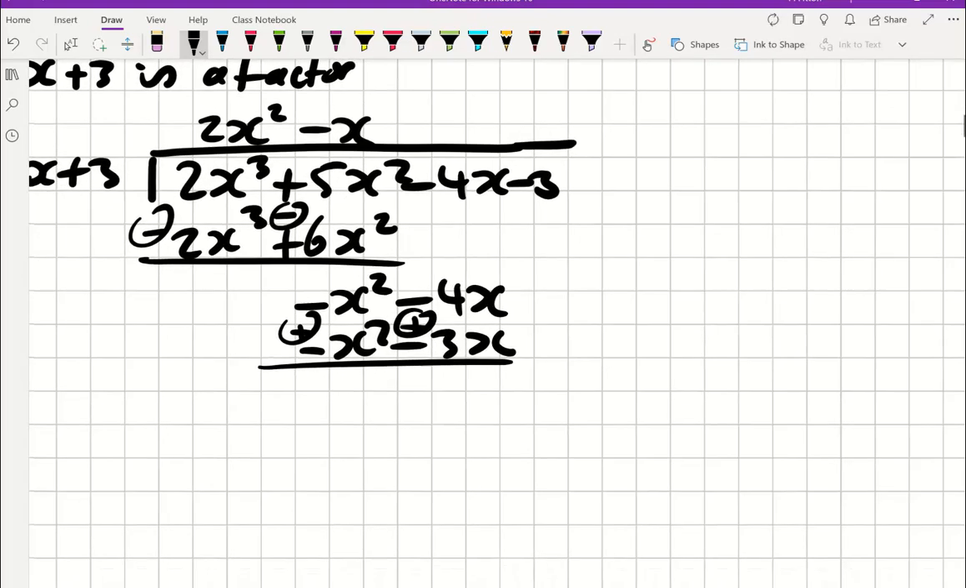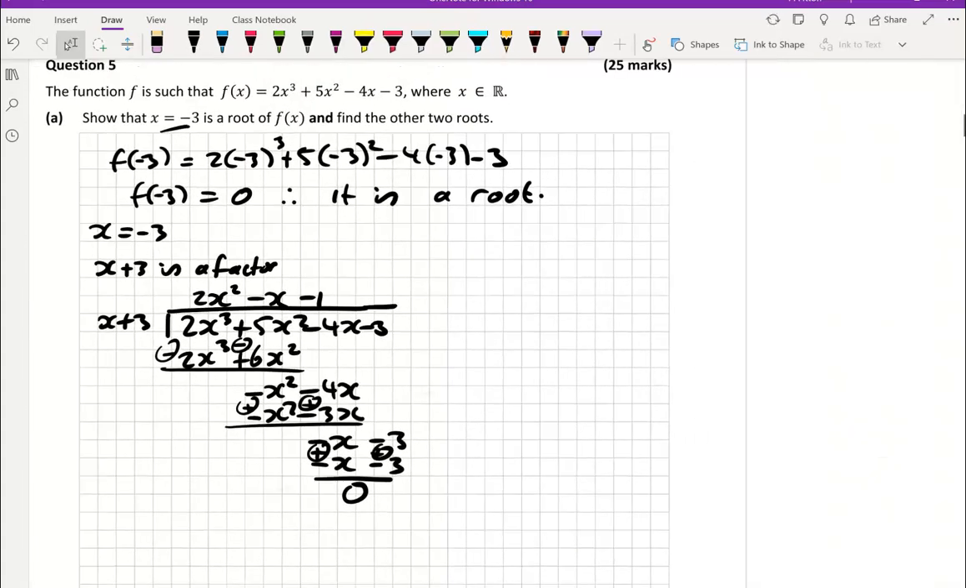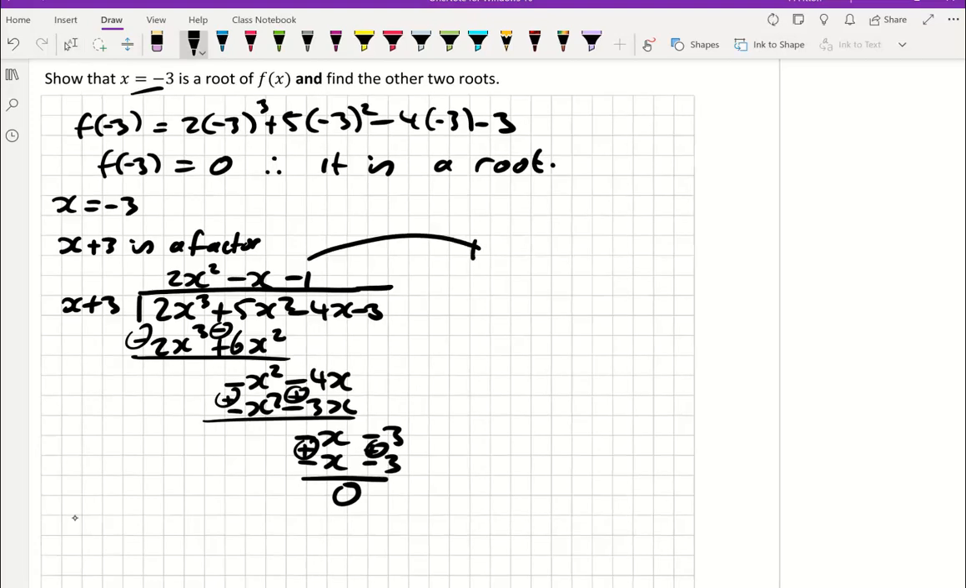Okay, x squared minus x squared is 0. Minus 4x plus 3x is minus x. And we bring down our minus 3. x into minus x goes minus 1, minus x minus 3. Change our signs, and our remainder is 0. So our other factors will be located on top, and we'll use those factors to find our roots. So it leaves us with a quadratic.